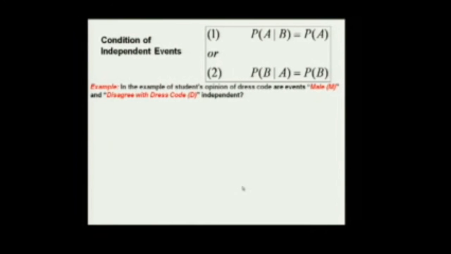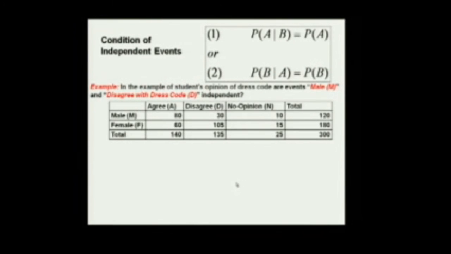Let's take an example. In the example of students' opinion on dress code, we have events male and disagree. Let us examine these. The events of male and disagree. Are these independent or dependent? Meaning is whether disagreeing with the dress code has anything to do with the fact that the student is a male.